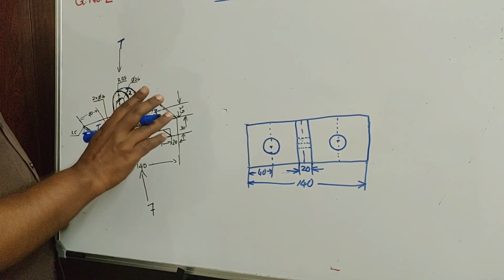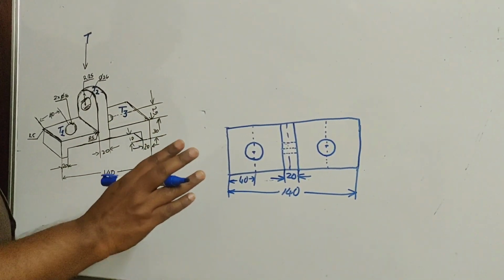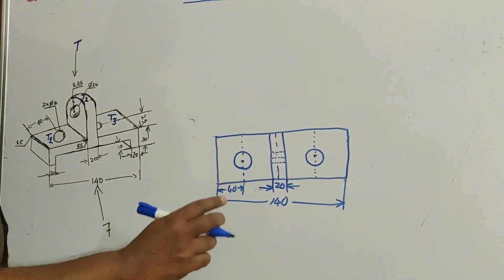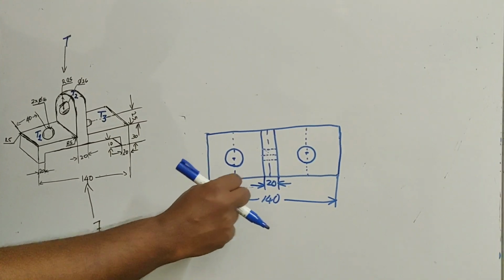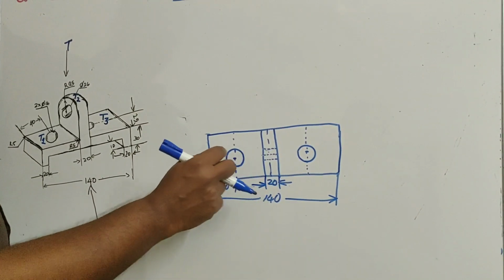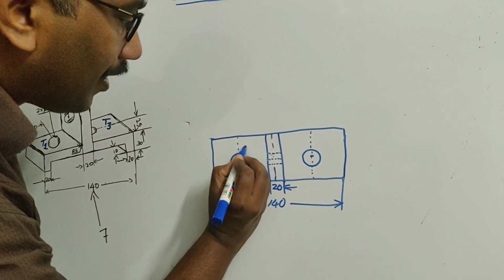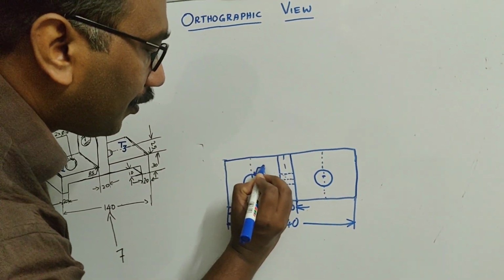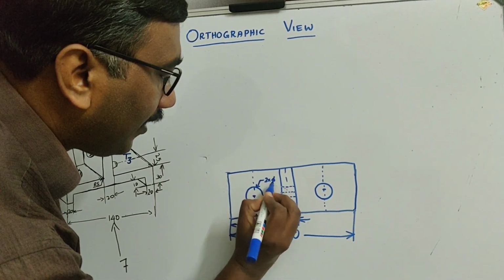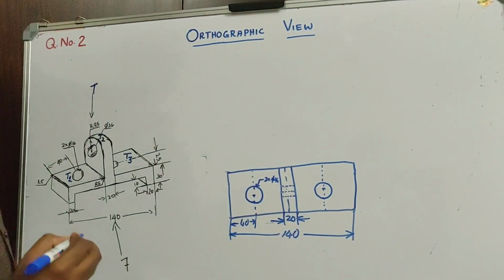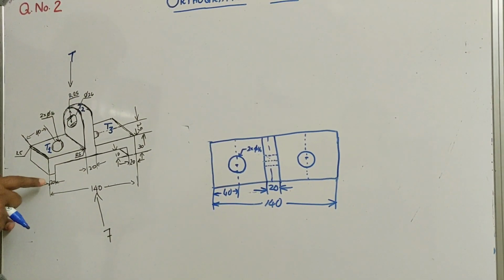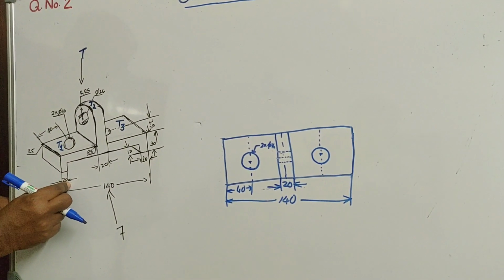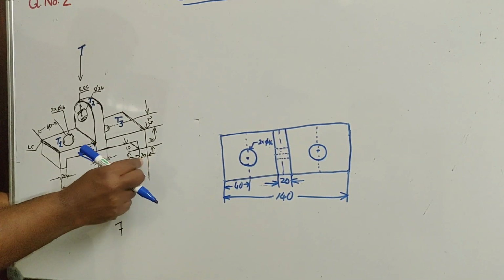Okay, so now I think almost all the things I have explained. In the top view, the total length is 140, then this part is 40, the separation is 20, and here you can mark this as 2 into 16. That much we have done. Now one thing we have forgotten, that is from here there is 20, from here there is 20.